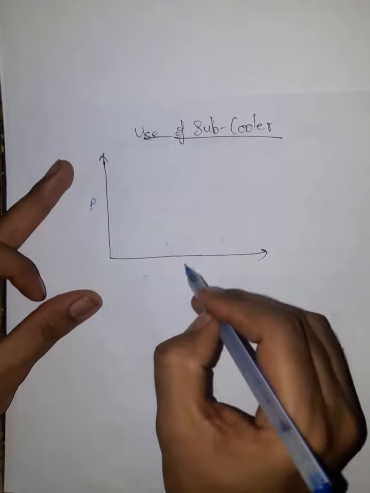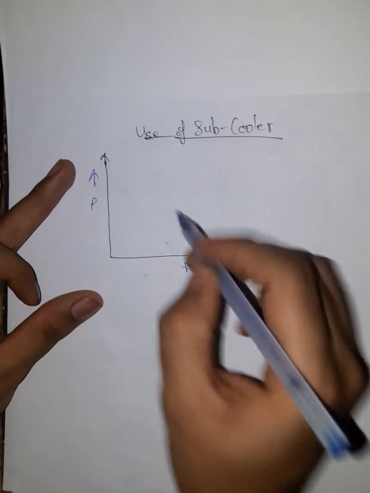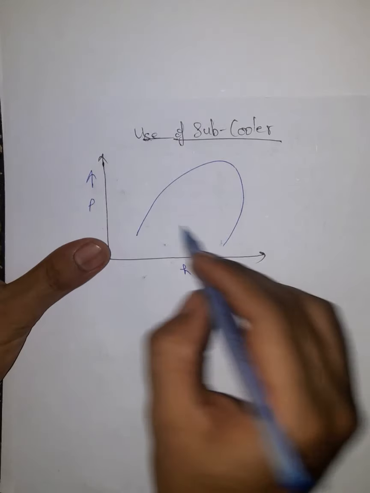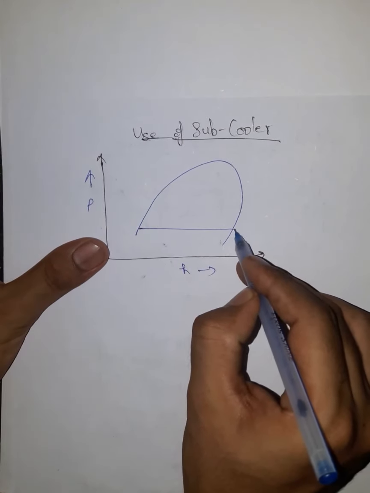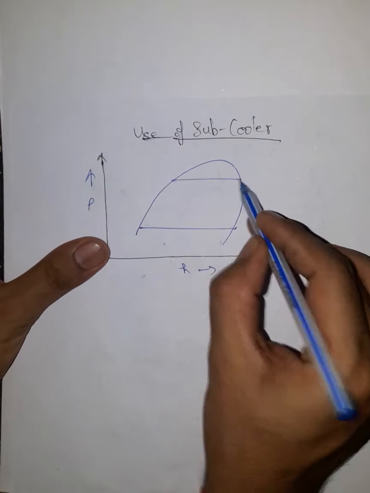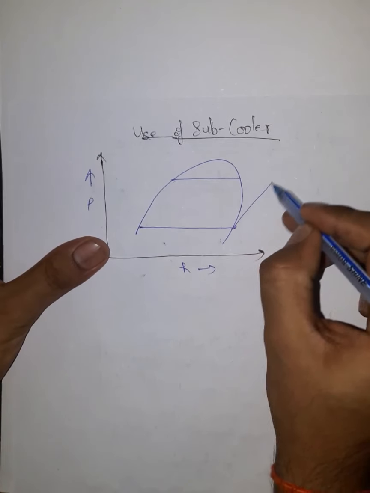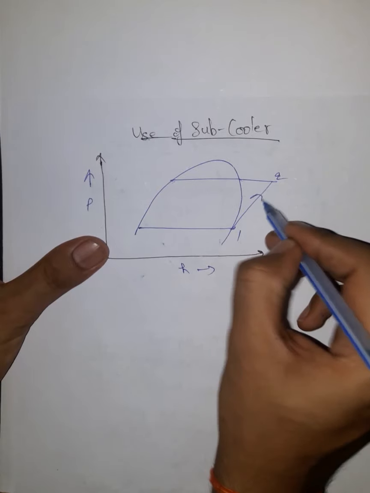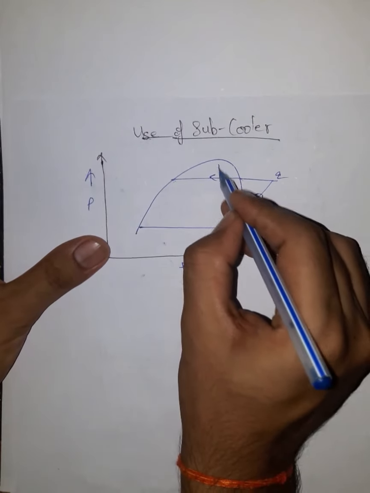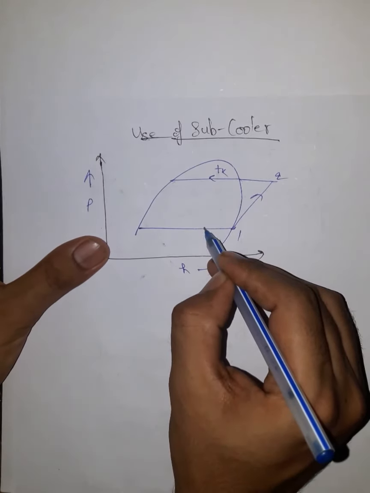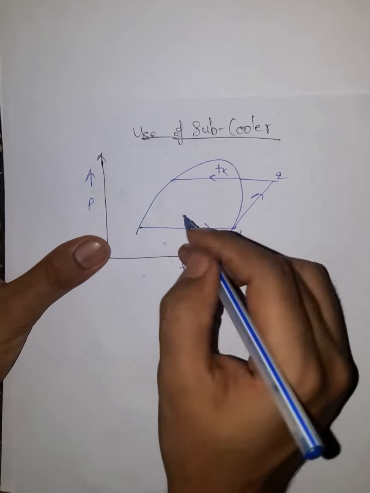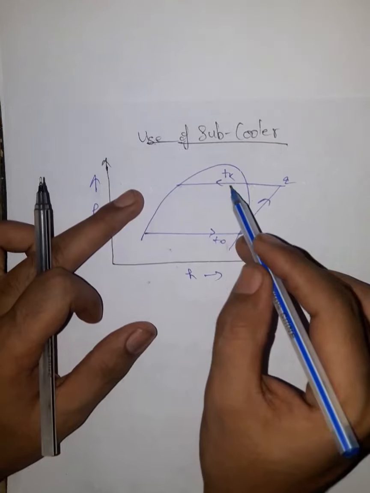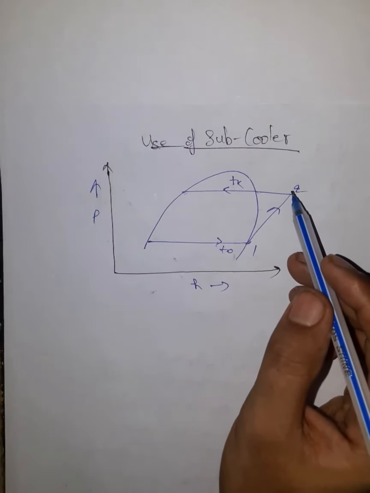Okay, so I am drawing the pH diagram over here. Again, the shape of the dome in the pH diagram is like this, and we have two pressures. These are the two pressures involved. This is the compression process from 1 to 2, and this is the Tk temperature, and this is T naught, the evaporator temperature.